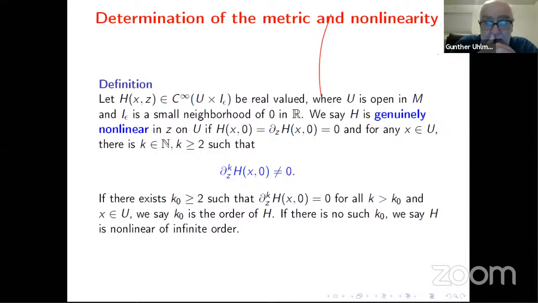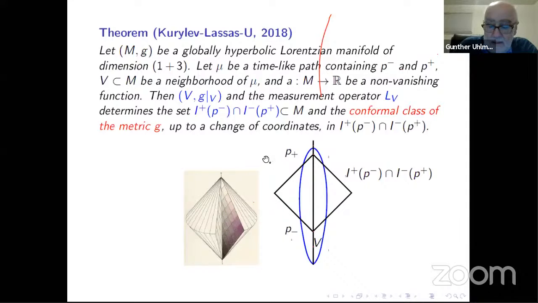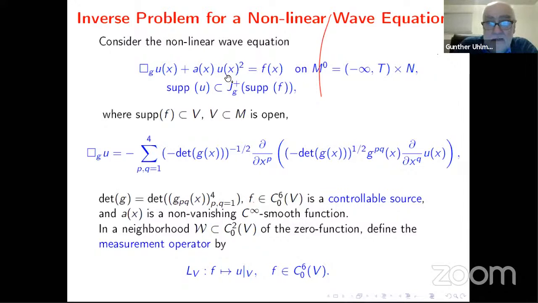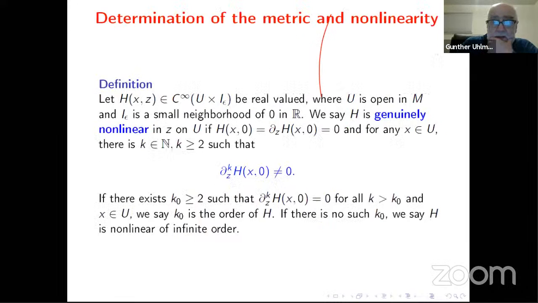Okay. You can generalize this to semilinear equations. So we take a function that depends on X and Z, is real valued, and this is a small neighborhood here. This represents the solutions. Then we say that H is genuinely nonlinear if the linear part is zero, and then some derivative of this is non-zero. So maybe it's not quadratic like this case. Maybe it's higher order, but maybe you have an expansion starting with quadratic, cubic, and so on. So we call it genuinely nonlinear. And you can have infinite order if there is no such derivative.